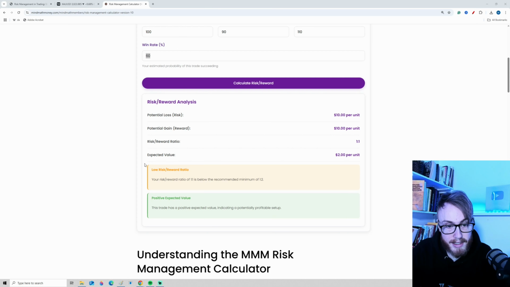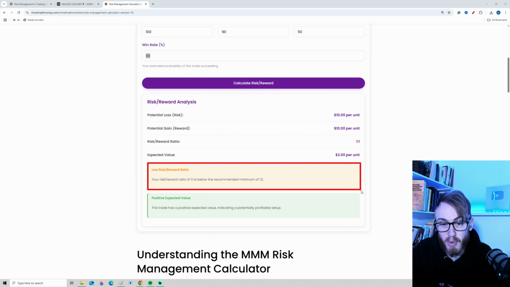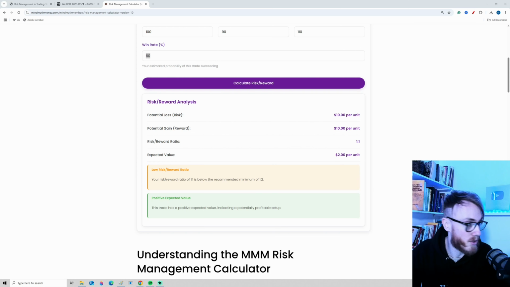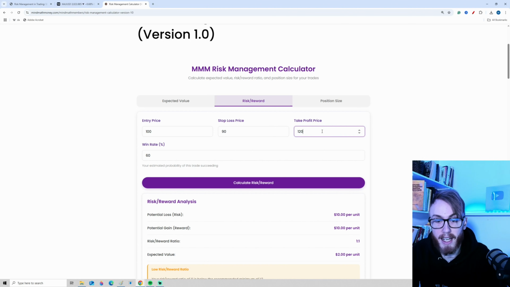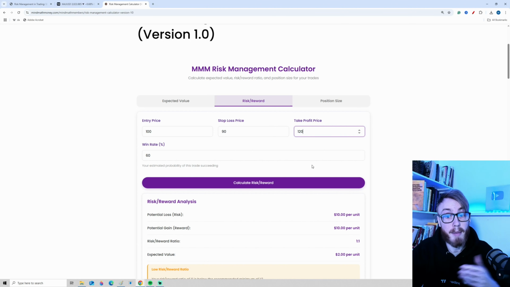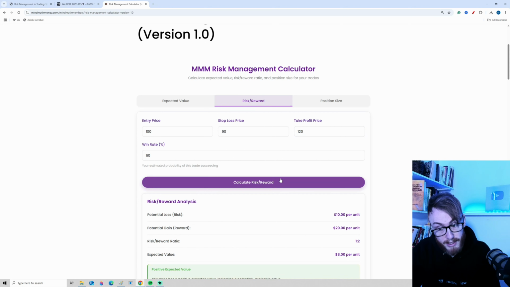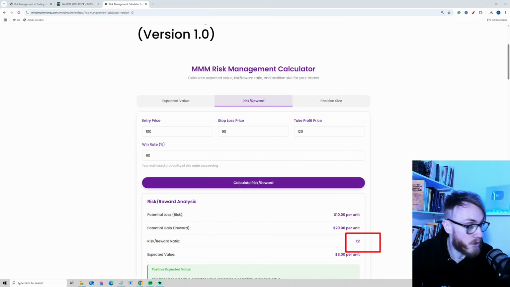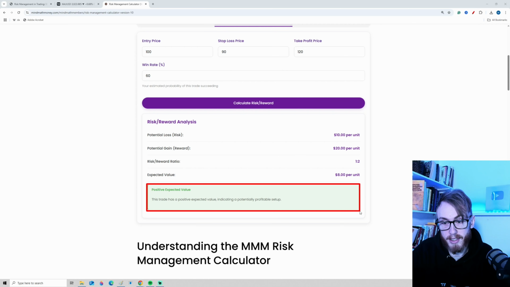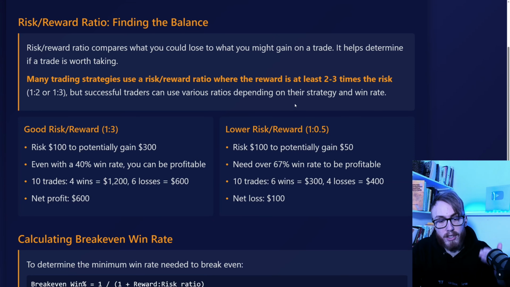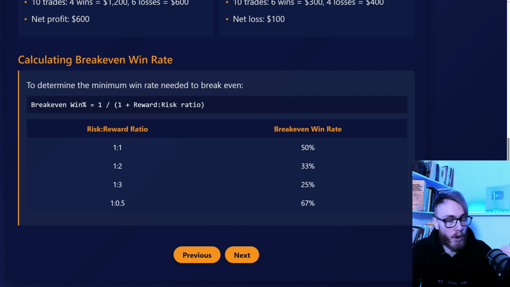You also get this notification here that the risk to reward ratio is low, and it's recommended a minimum of 1 to 2 risk to reward. So let's actually choose a 1 to 2 risk to reward, which will be if we have a take profit at 120, right? Let's calculate. As you can see, our risk to reward is now 1 to 2, and once again we have a very, very nice positive expected value. So yeah, now you have a basic understanding of risk to reward.